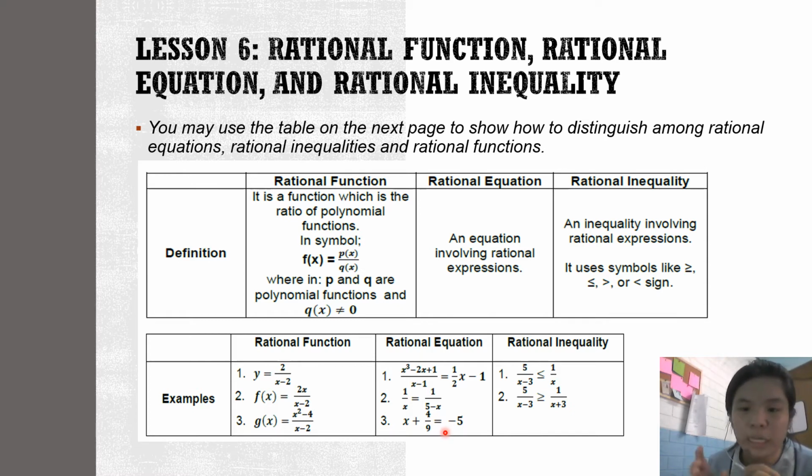That's a rational equation. How about rational inequality? So, yung kinaibahan niya sa rational equation, imbes na equal sign, greater than, less than, greater than or equal to, less than or equal to. Yun yung mga sign ng rational inequality. Pero same pa rin sa rational equation yan. Yung pinagkaiba lang nila is sign. Yung left side ng equation and yung right side ng equation dapat both ratio of polynomial.